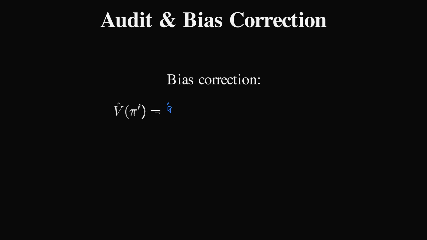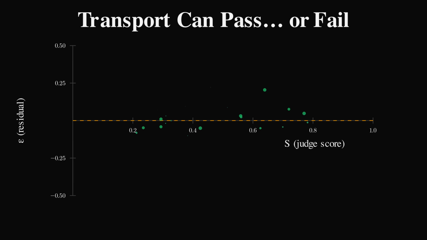It's important to note that the audit slice must be held out from the learned calibration. Otherwise, the residual test is meaningless. Here's a quick and easy bias correction. Your estimate equals the calibrated prediction from the cheap judge calls plus the average residual from the audit slice. Now let's see what this looks like in practice.